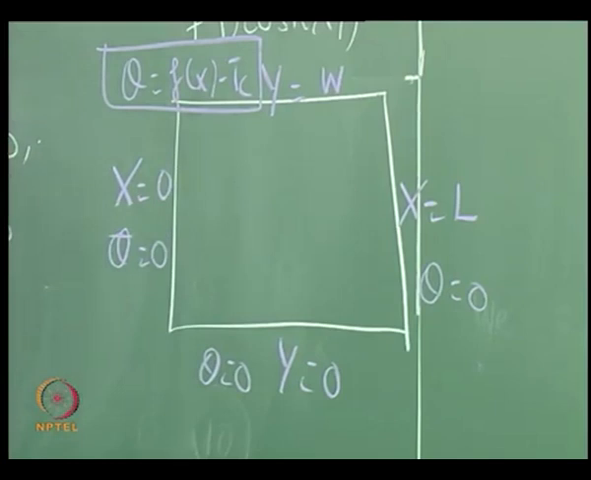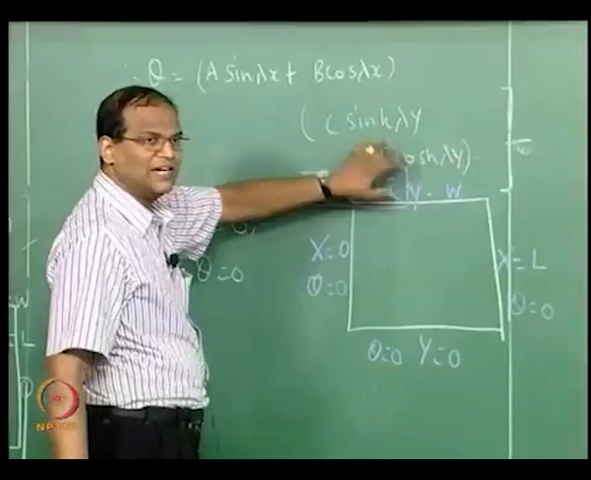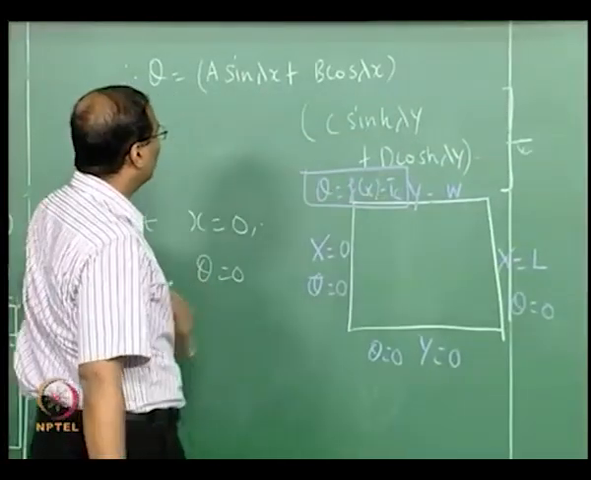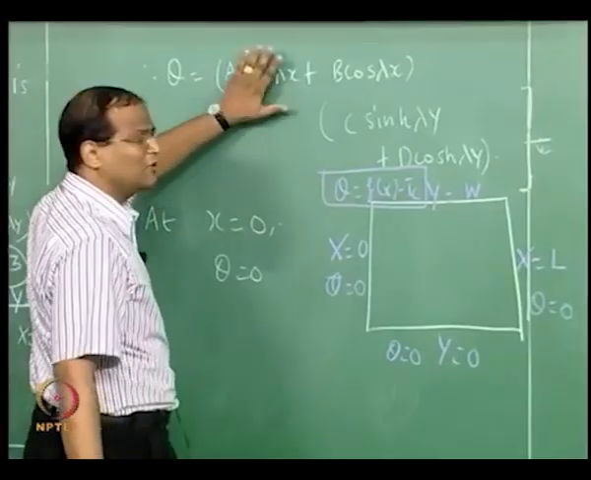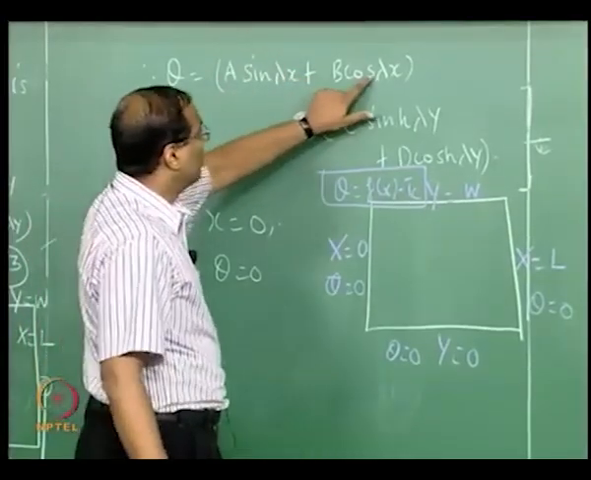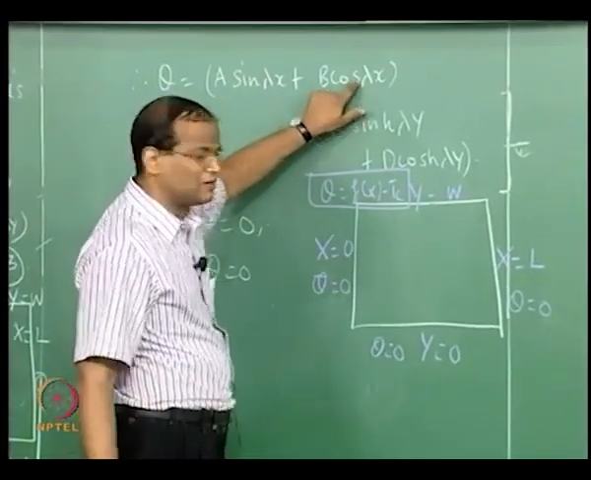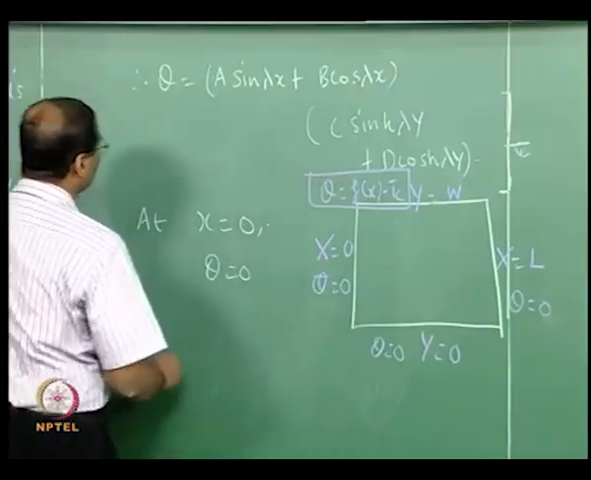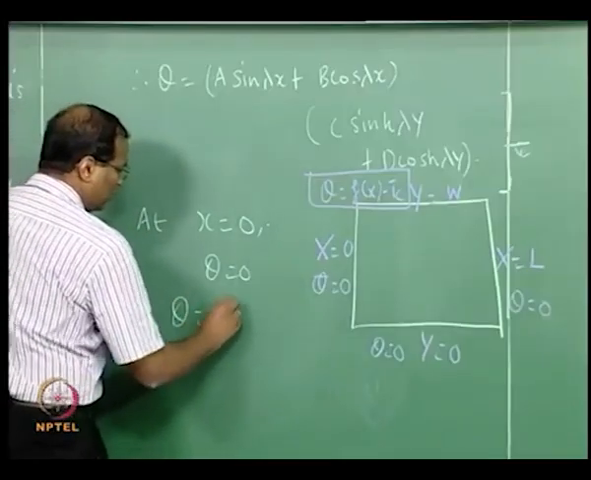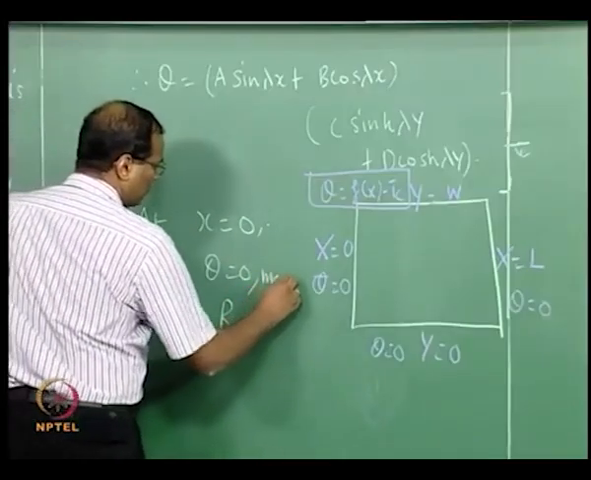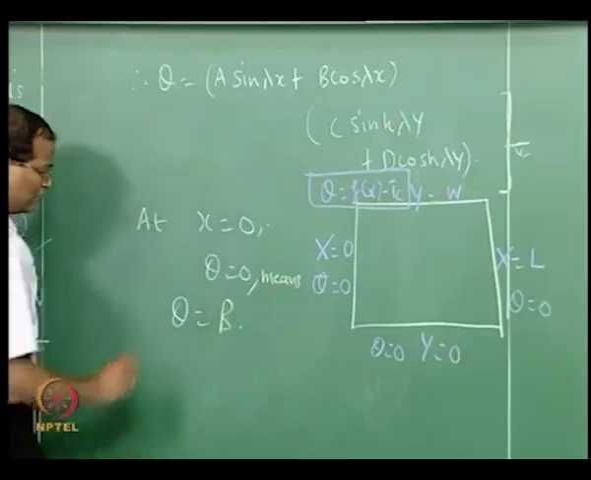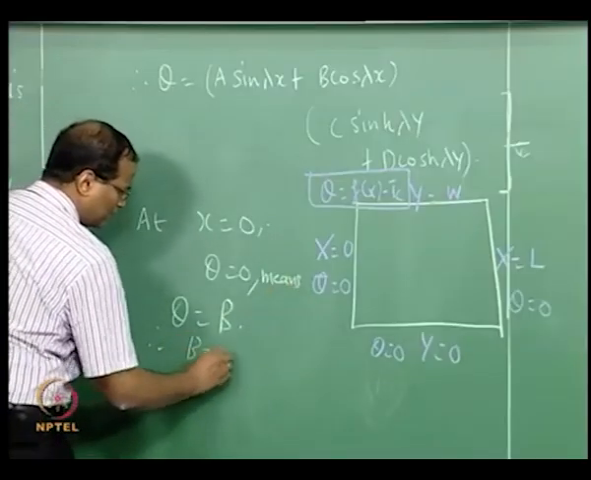x equal to 0 means leave this, C and D are untouched, go here. x equal to 0 means sin of 0 is 0. Cos of 0 unfortunately is 1. Therefore at x equal to 0, theta equal to 0 means theta equal to B. Therefore B equal to 0, correct.